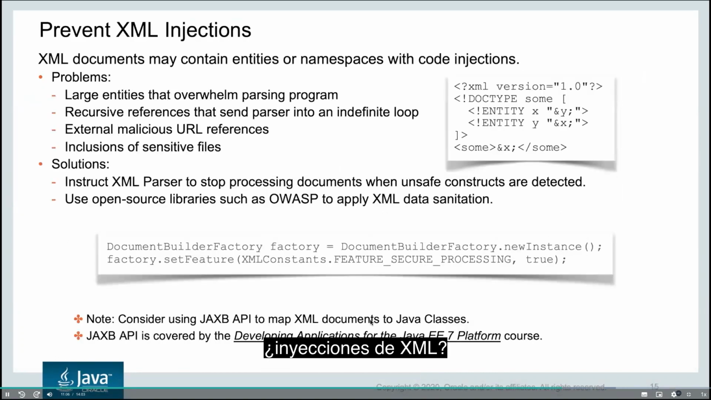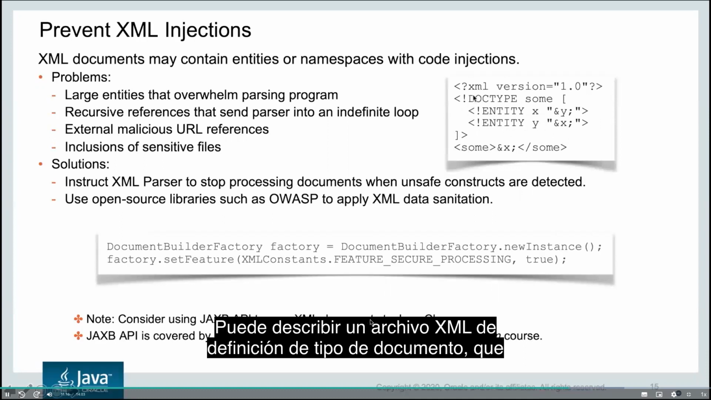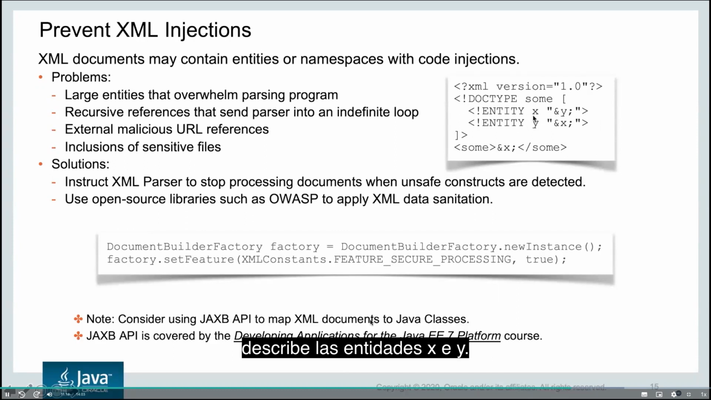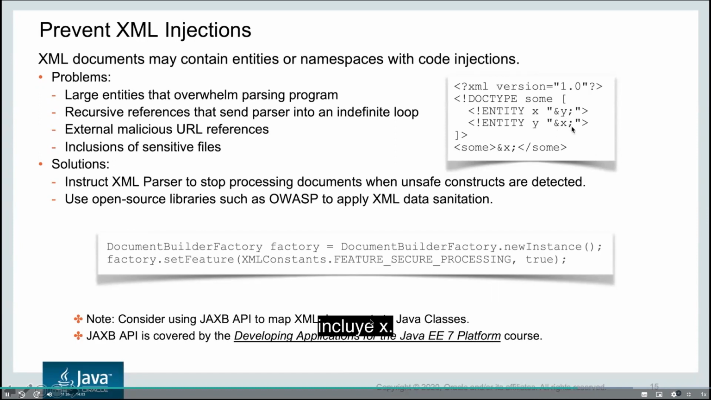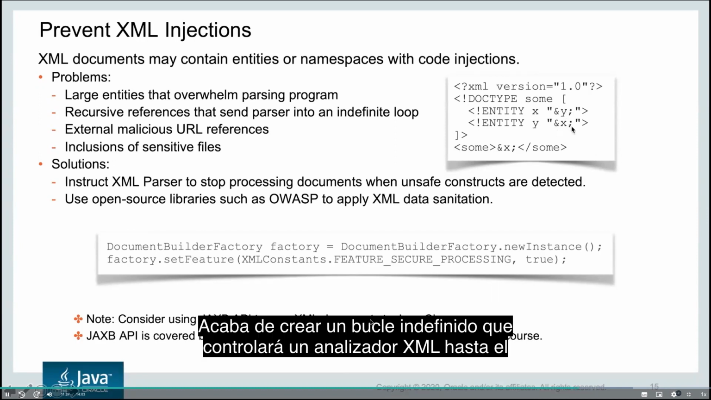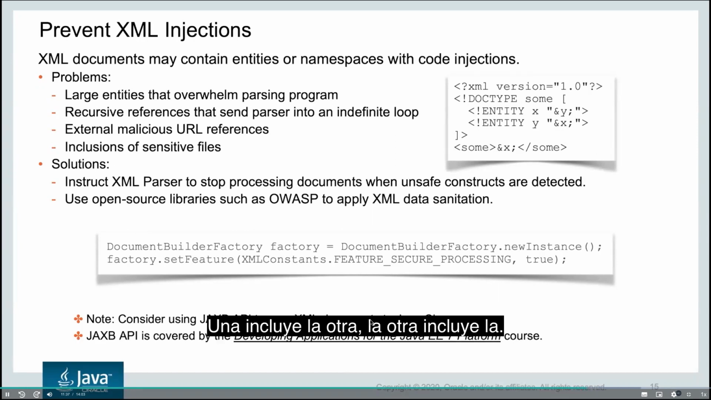XML injections? Maybe your program deals with XML files. Here's a classic XML injection attack. You could describe a DTD, document type definition XML file, which describes entities X and Y, and the entity X says it includes Y, and the entity Y says it includes X. You just created an indefinite loop that will drive an XML parser up the wall, because it will just try to make sense out of these two entities for eternity. One includes the other includes the one.